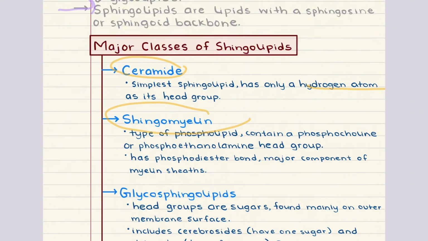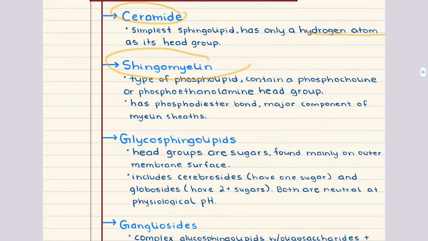Then we can move into the glycolipid family of sphingolipids. These are called glycosphingolipids. In glycosphingolipids, the head group is made of sugar molecules, and these are typically found on the outer surface of the plasma membrane. And there they play key roles in cell-to-cell recognition and signaling.